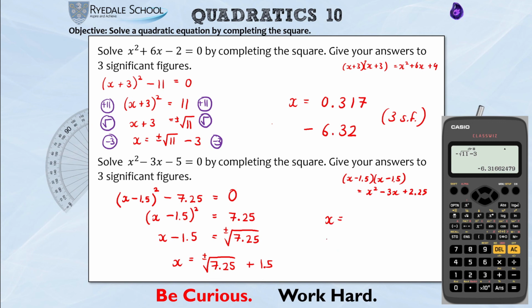Let's get our two answers using our calculator. So we've got the square root of 7.25 plus 1.5, and that is 4.19. Again, we're doing 3 significant figures, and the other one, the negative square root of 7.25 plus 1.5 is minus 1.19.